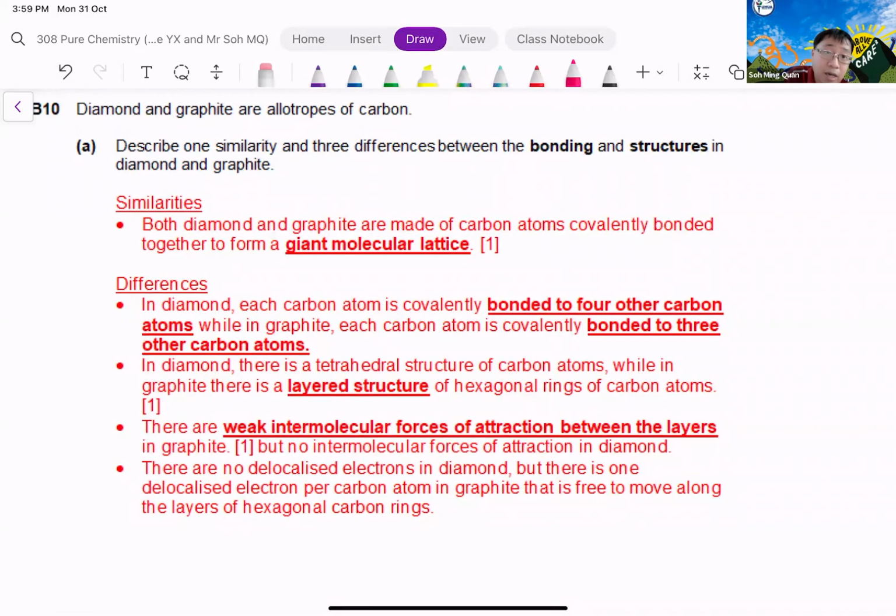Okay? Just to let you know, something similar to this came out this year for O-level Pure Chem as well. So whatever I've trained you, the skills are totally relevant. So if I tell you that you must be prepared to write an essay that's content-based like this, you need to work on it. So this is the similarity and differences between diamond and graphite in terms of their bonding and structures.